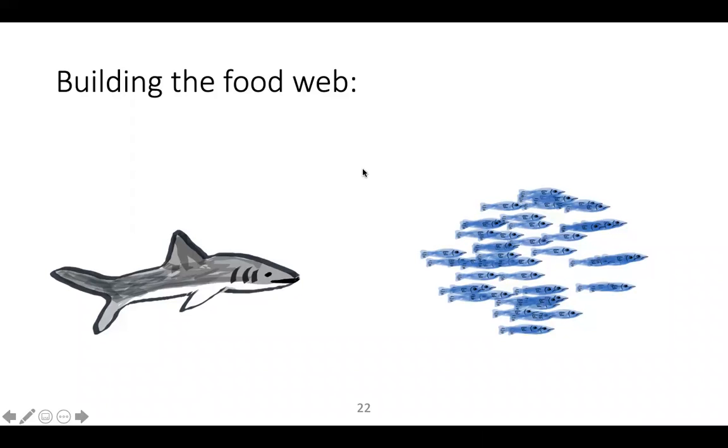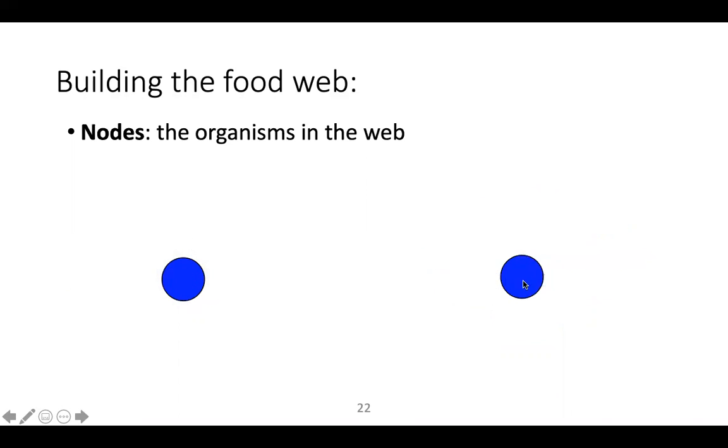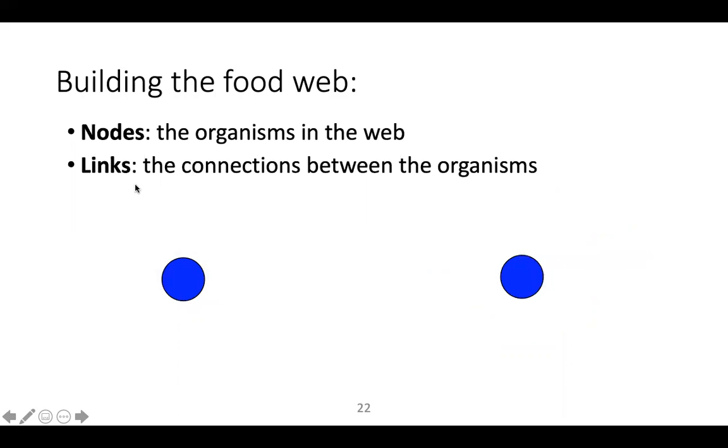So then we actually started assembling the web. Here I have my cartoon of a shark and the fish. The first part of a food web are the nodes, and these are just the organisms in the web. So if we were going to be focusing on species, our shark species would be one node and the fish species would be another node. And then we assigned links, which are the connections between the organisms. And in the case of the food web, those links represent a feeding interaction. That is usually just represented as an arrow pointing between the two.